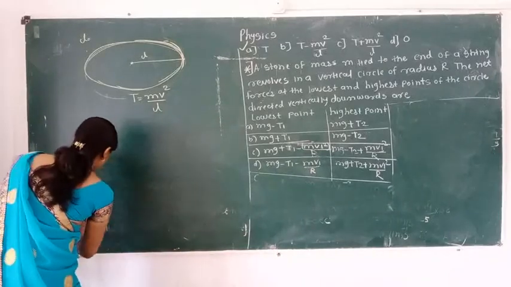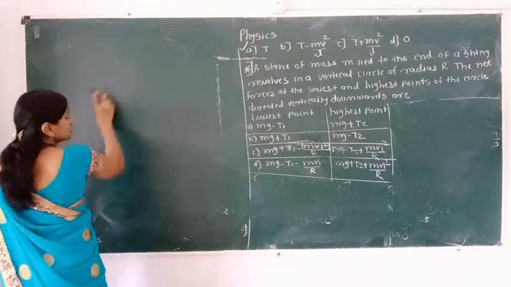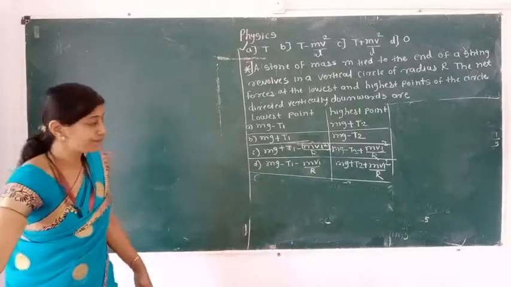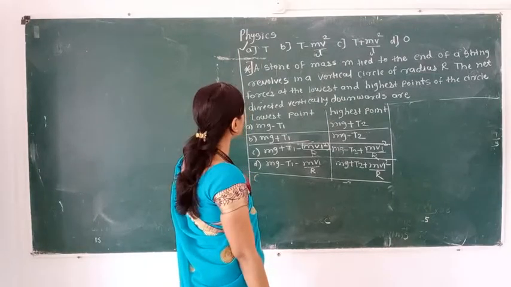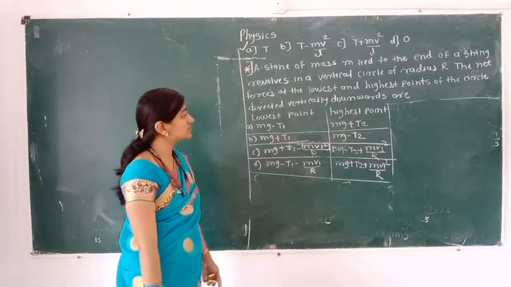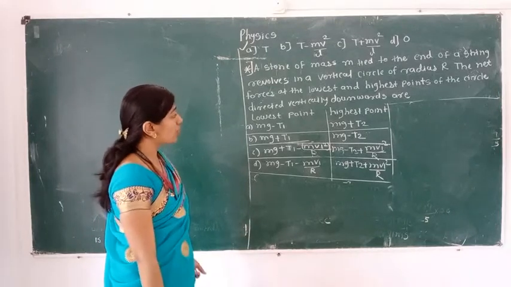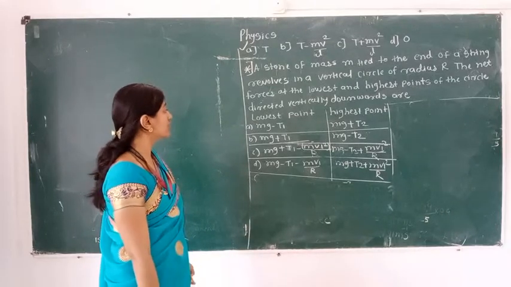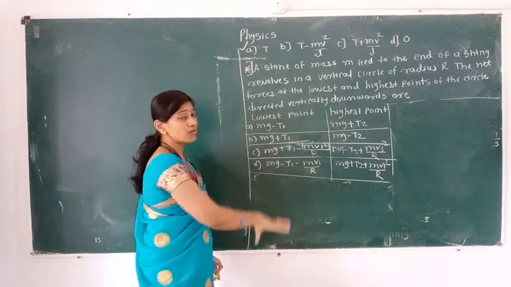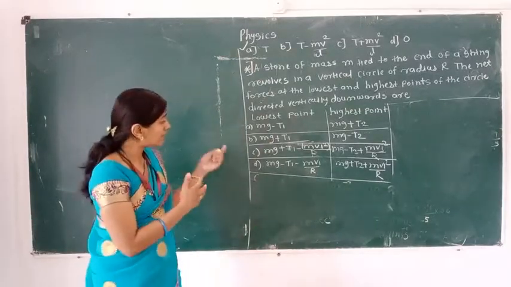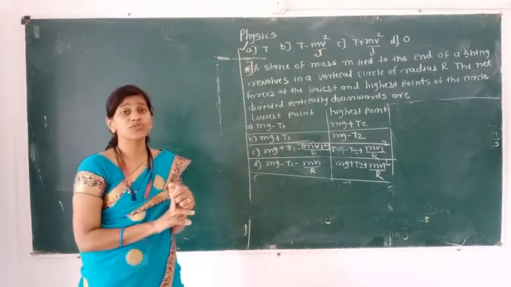Simple MCQs are there. If your theory is perfect, then easily you can solve in a short time. Next is that a stone of a mass m tied to the end of a string revolves in a vertical circle of radius r. The net forces at the lowest and the highest points of the circle directed vertically downwards are. Here four alternative options are given to us. We have to choose the one option which is correct.